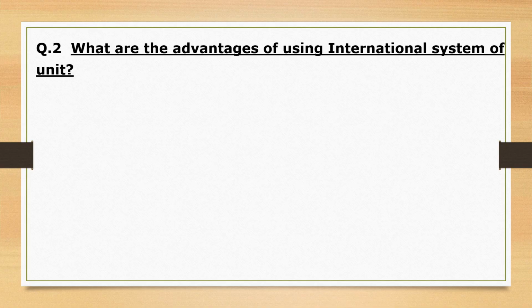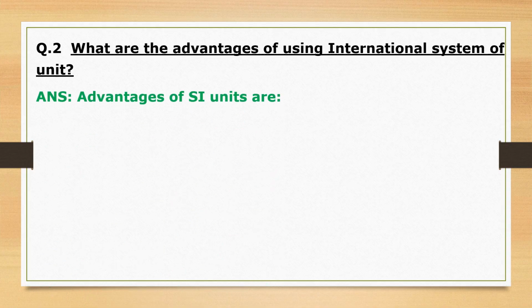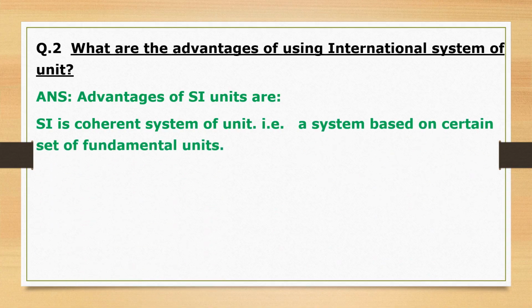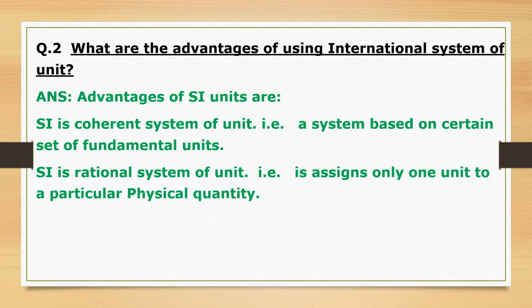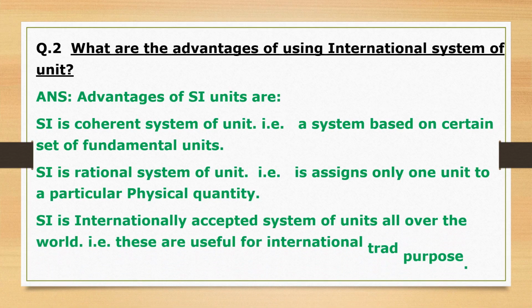Question number 2 is, what are the advantages of using the International System of Units? Advantages of the system of international units are: the SI system is a coherent system of units, a system based on a certain set of fundamental units. The SI system is a rational system of units, that is, it assigns only one unit to a particular physical quantity. And the next one is, SI is an internationally accepted system of units all over the world, that is, these units are useful for international trade purposes.